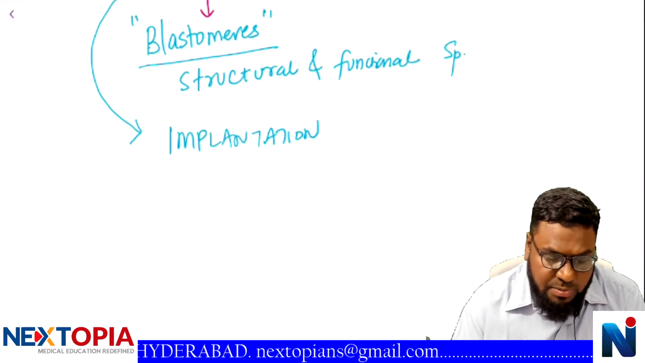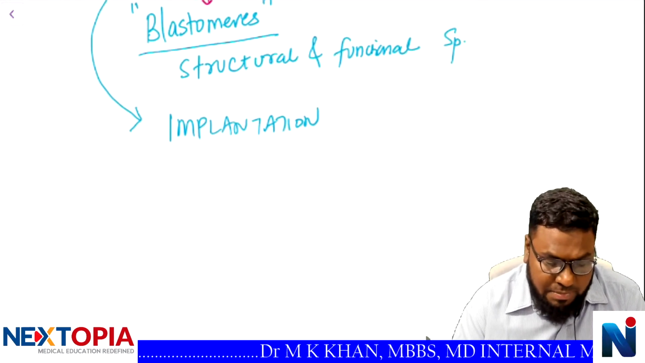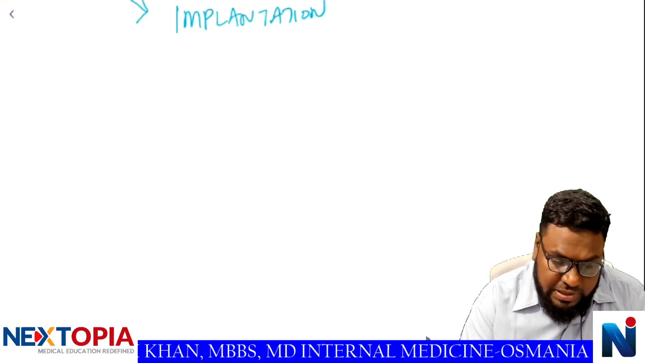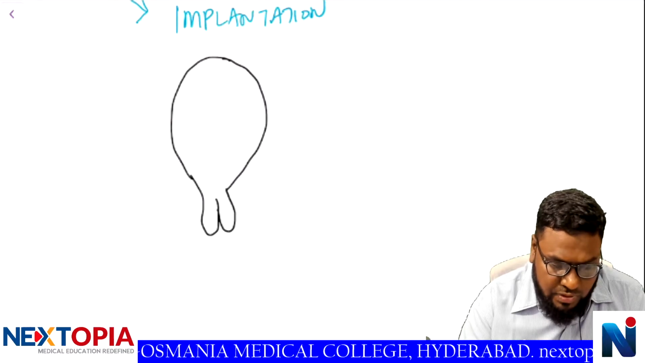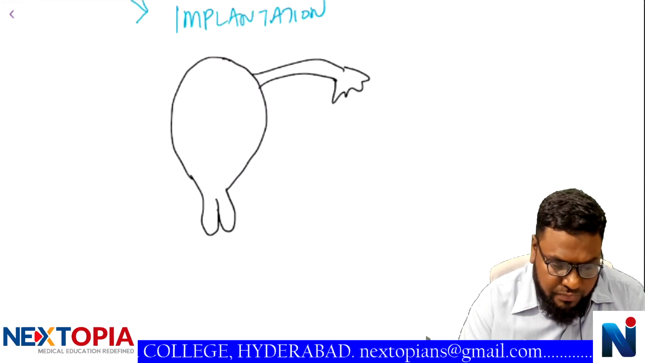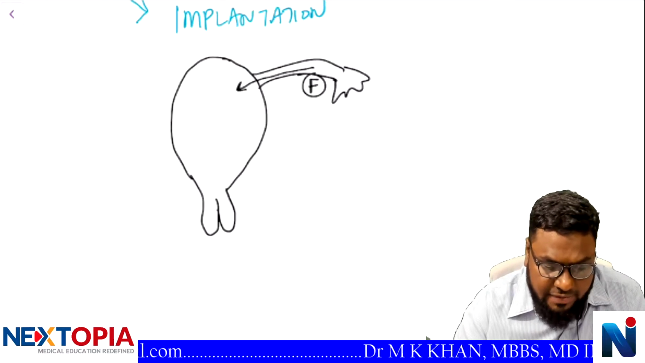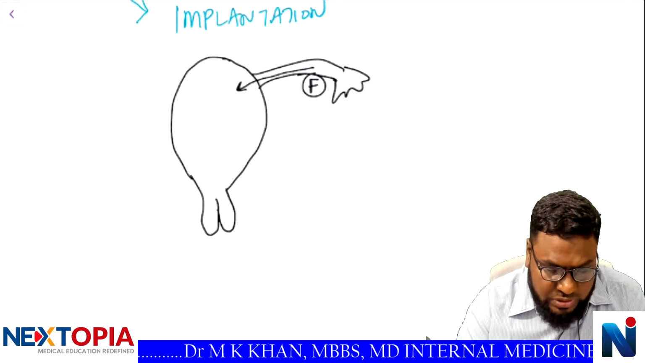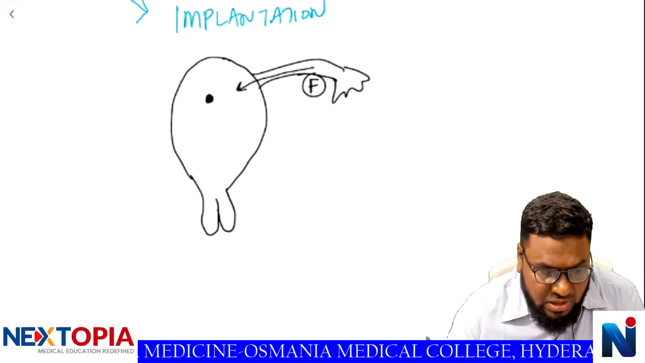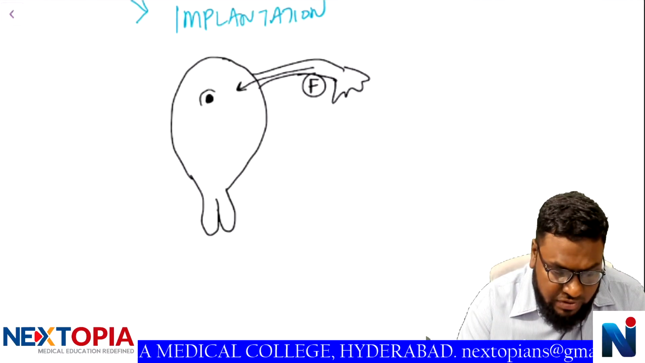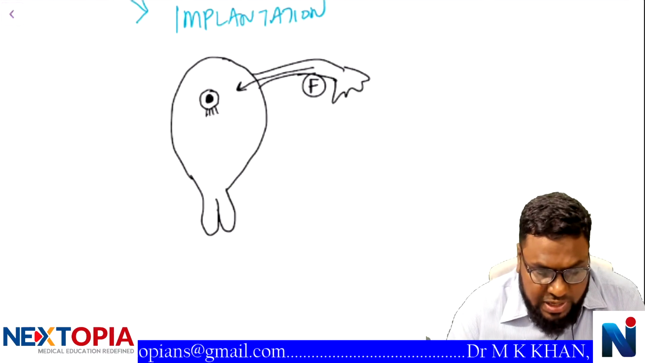Implantation is a process of attachment of these cells, a bag of cells or mass of cells. It is in this stage of blastocyst that implantation occurs. For example, if this is the uterus, these are the fallopian tubes. Fertilization has occurred in the fallopian tube. From here the zygote travels and gets implanted mostly in the posterior wall of the uterus, the endometrium, the innermost lining of the uterus. And the stage of implantation is attachment to the posterior wall of the uterus.